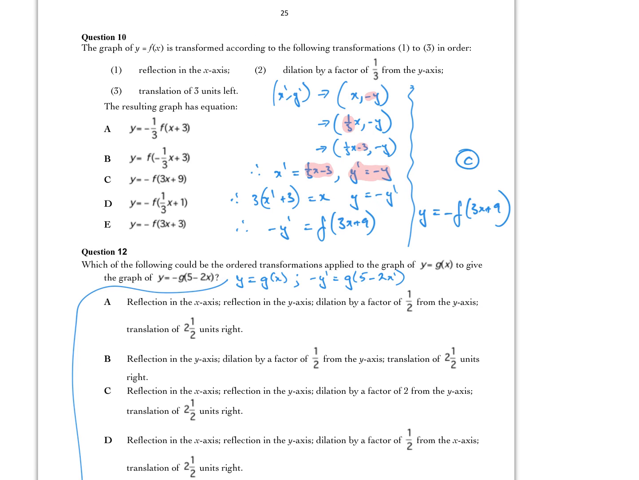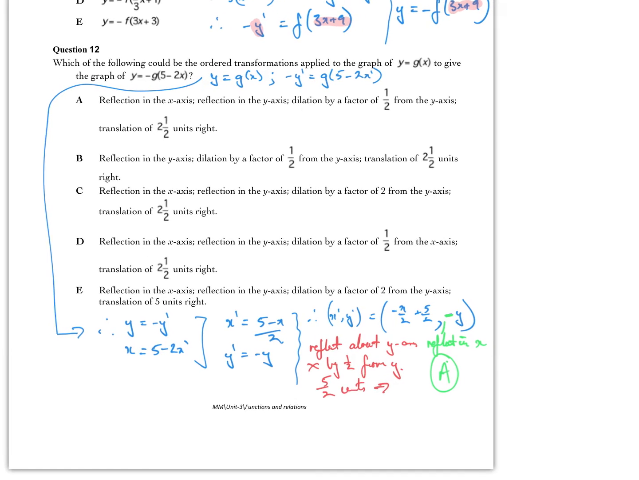Again, let's go through the same process and get x equals and y equals. If I take the 3 across and then multiply both sides by 3 to get rid of the third, we get 3 times (x' plus 3) equals x, and y equals -y'. So if I now substitute that information into the rule, and my rule is y equals f of x, wherever I see y, I put -y', and wherever I see x, I put 3x plus 9 if I expand the brackets. So I get y is equal to the negative of f(3x plus 9), which is what we have for C.